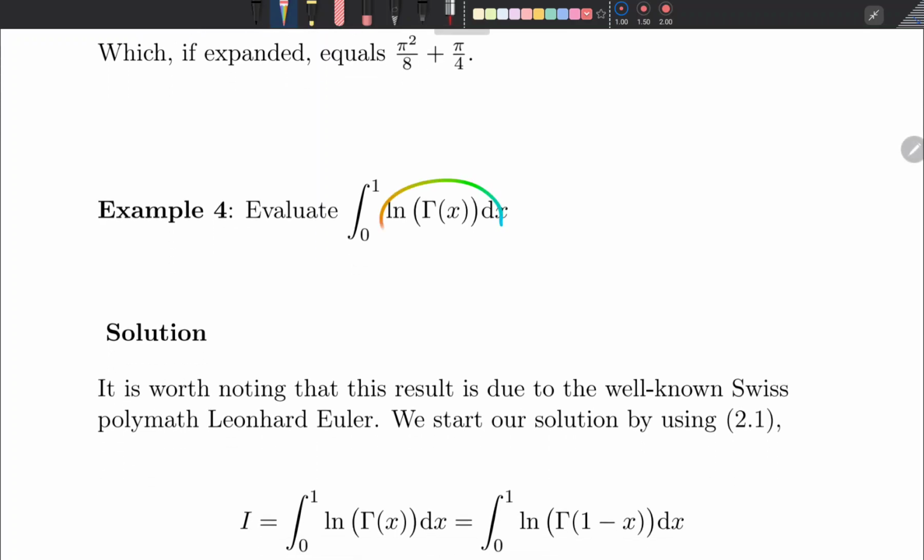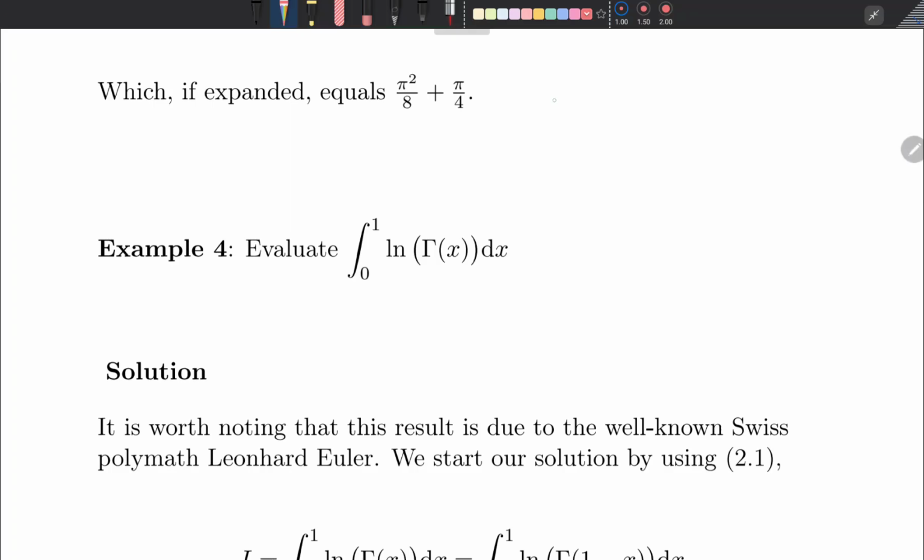Okay, so we have got the integral from 0 to 1 of the natural logarithm of gamma of x. So this is kind of amazing, right? And basically there is a standard way by which we usually do this integral. So the standard way, I'm just going to let you know that standard way here.